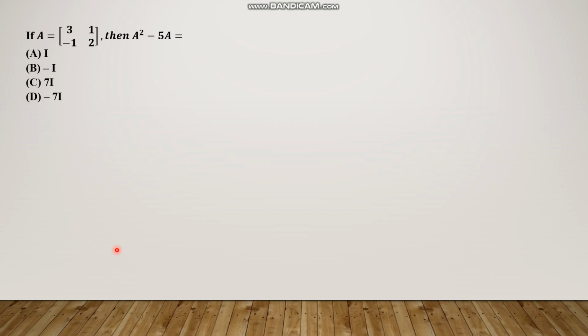Now take a moment to read the question. If A is equal to the matrix 3 1 minus 1 2, then A square minus 5A is, the options are I, minus I, 7I and minus 7I. Now let's start with A square. A square is multiplying the matrix A with A itself. So if we go with rows and columns, it is 3 3s are 9, plus minus into minus will become minus, 1 1s are 1, so 9 minus 1 is 8.